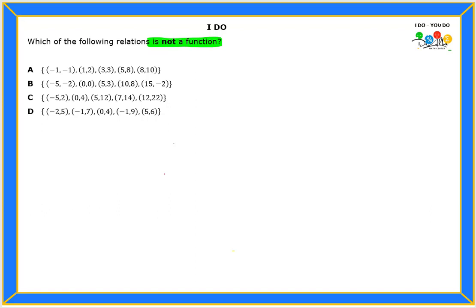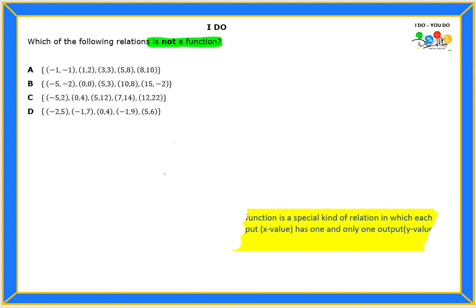So now I'm supposed to find out whether this is a function or not. Is that right? So what I need to do first is find out what is a function. Okay, so let's go ahead and read the definition that I have here for a function, and hopefully that will help us understand the problem a little bit better. So it says a function is a special kind of relation in which each input x value has one and only one output y value. Okay, so what does that mean, miss? Because I'm still in the same problem here.